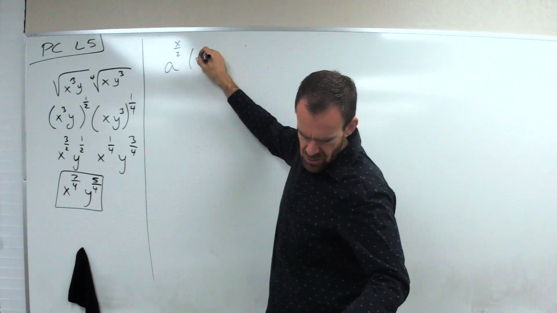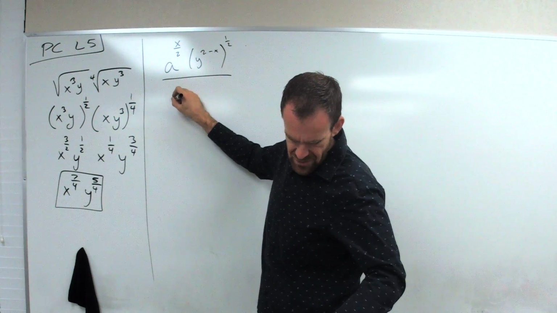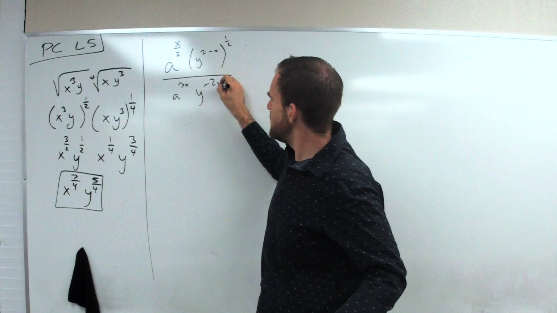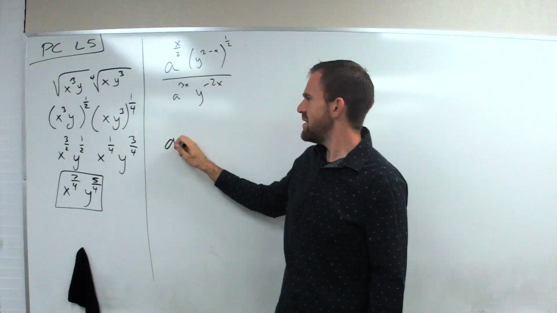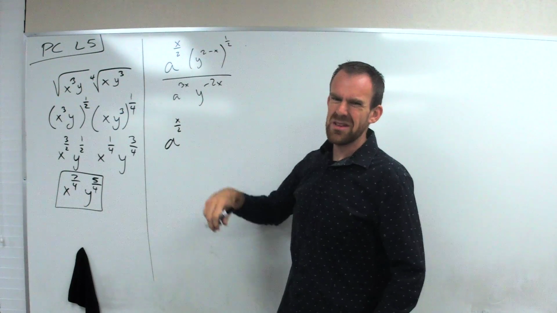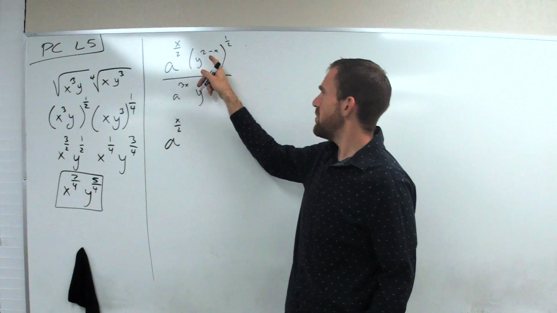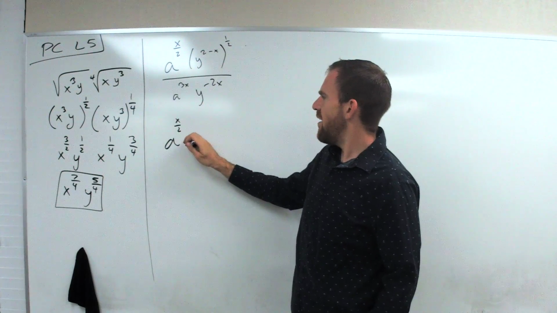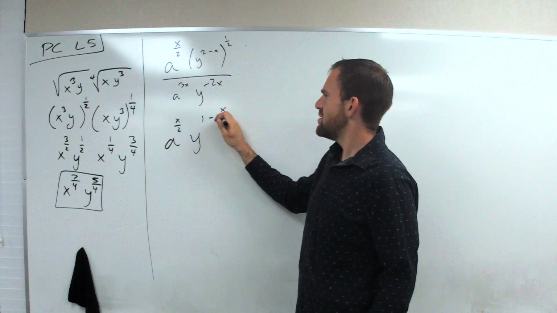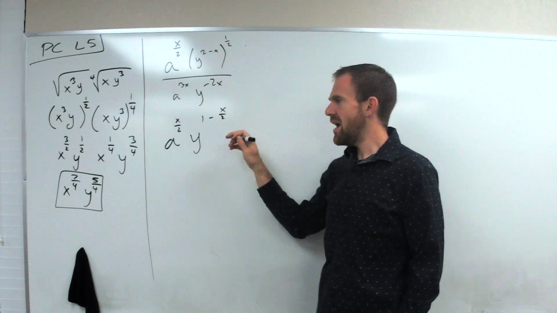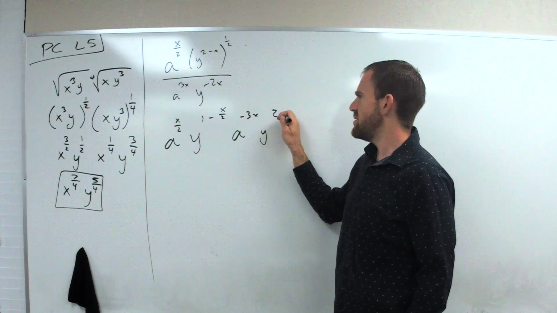a to the x over 2, y to the 2 minus x to the 1/2, all over a to the 3x, y to the negative 2x. First step, I'm going to distribute this exponent. So I have a to the x over 2, and also I'm going to bring these things up because I want it all in the numerator so it looks nice and sharp. As I distribute these, I have y to the 1, 2 divided by 2 is 1, minus x over 2. It's a little gross. I'm going to bring the a to the top, so I have a to the negative 3x, and bring this to the top, so y to the 2x.